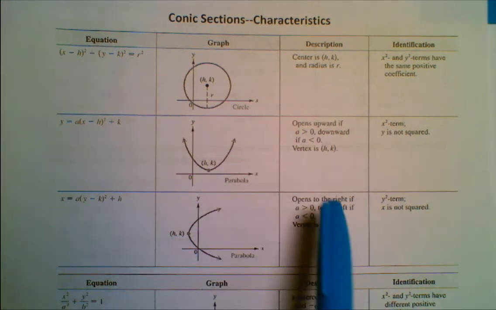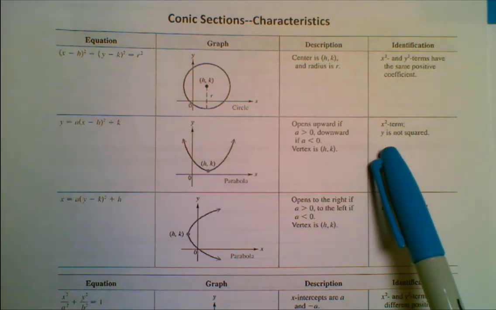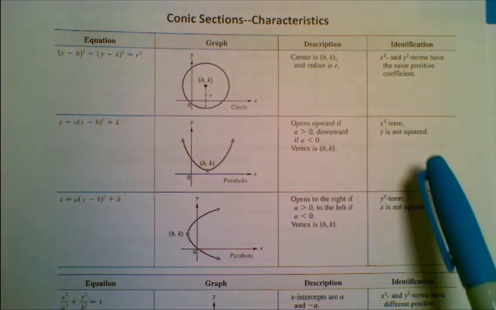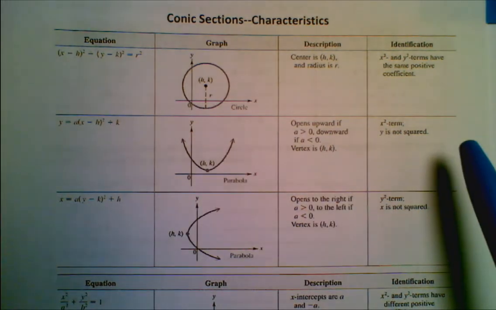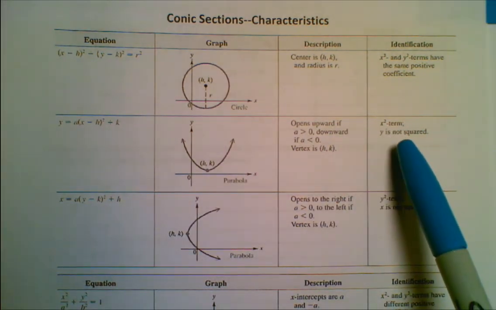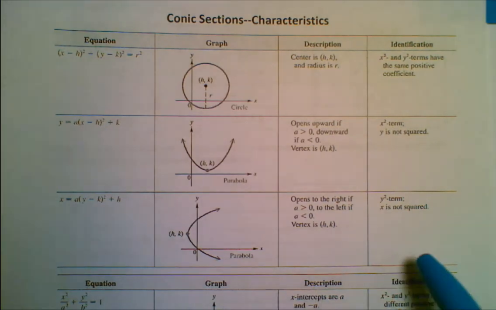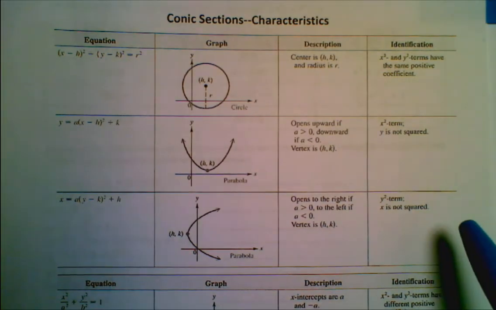And then how to determine when it's a parabola, if it goes up, down, left, or right. Well, if one of the terms is squared, either the x will be squared or the y will be squared, but not at the same time. To determine if a parabola opens up or down, the x term will be squared, but the y will not be squared. To determine if the parabola opens left or right, the y term will be squared, and the x is not squared.